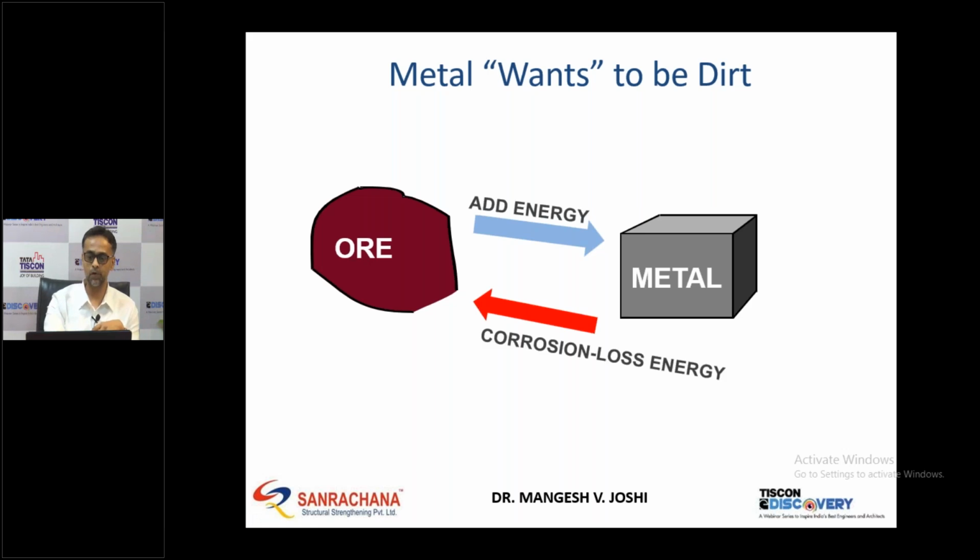But what happens in corrosion is exactly the reverse. It's a loss of energy. The moment you make the metal out of ore, it likes to go back to its original stable state of ore by losing the energy. So corrosion, in another way, is nothing but loss of energy over a period of time. And what we can work on is to increase the time taken, to conserve this energy, and to avoid the loss of this energy.